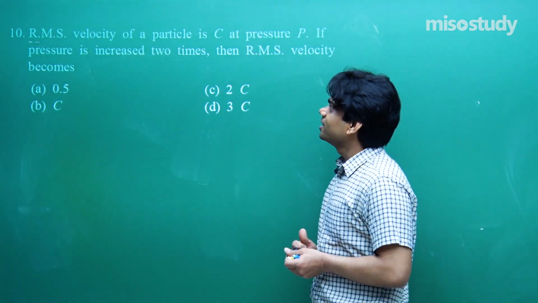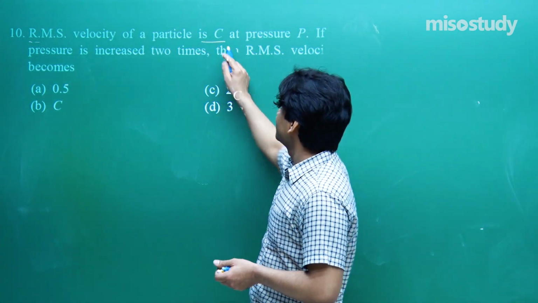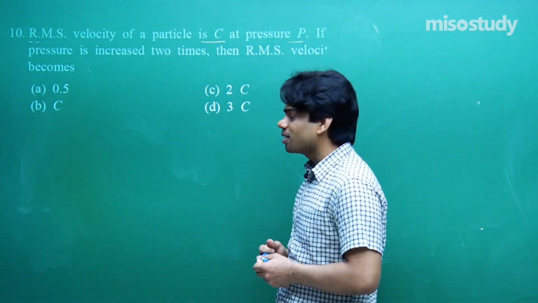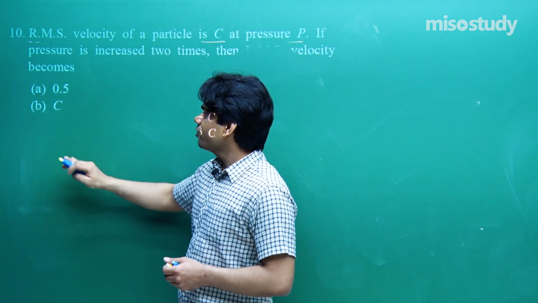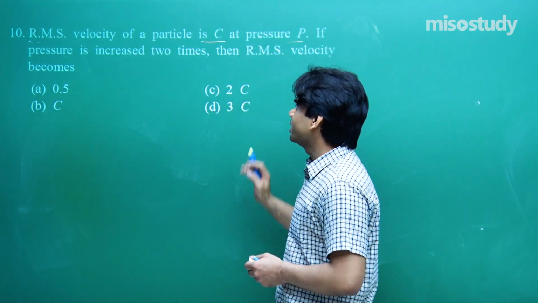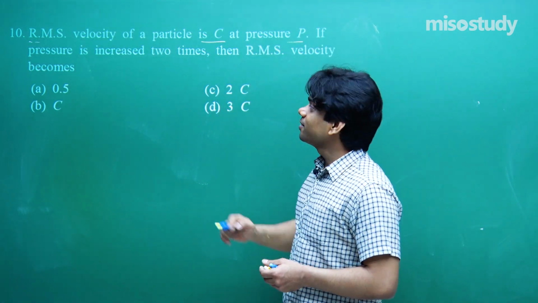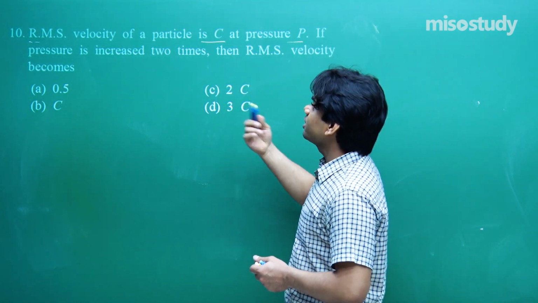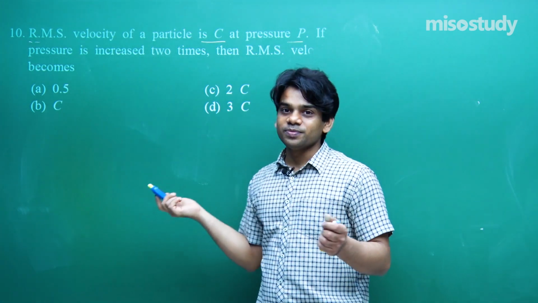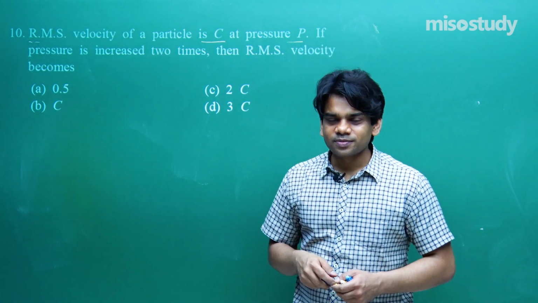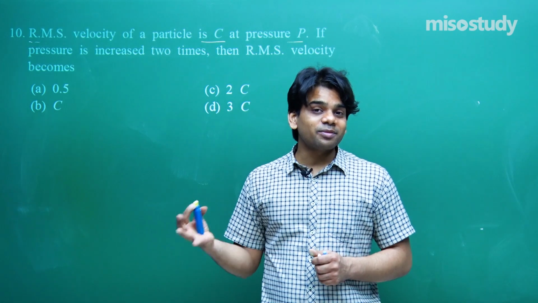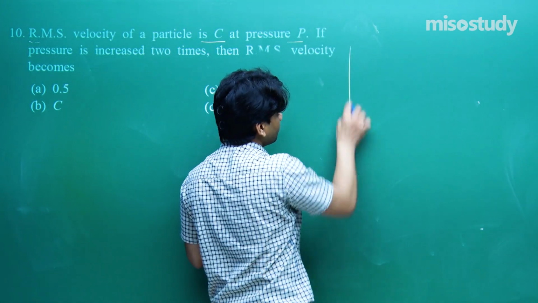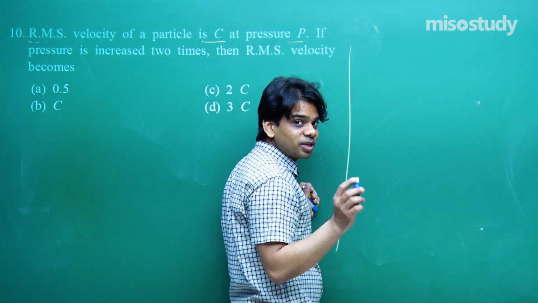RMS velocity of a particle is C. It's given that RMS velocity is C at pressure P. If pressure is increased to 2 times, then RMS velocity becomes A 0.5C, B C, C 2C, and D 3C. Now see here, it's given that RMS velocity of particle is C and at pressure P. If pressure is increased 2 times, then RMS velocity will become what? If pressure you are going to increase, till the time temperature remains constant, P into V will remain constant. Understand this. Nothing is provided for how the temperature is changing.